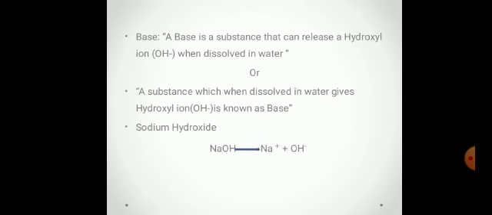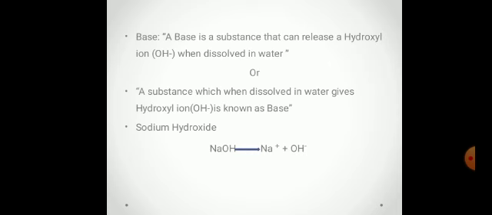Next is base. According to Arrhenius theory, a base is a substance that can release hydroxyl ions when dissolved in water. Means when the substance is dissolved in water, it produces OH minus ion. So this substance is considered a base according to Arrhenius theory, or the substance which, when dissolved in water, gives hydroxyl ion is known as base.